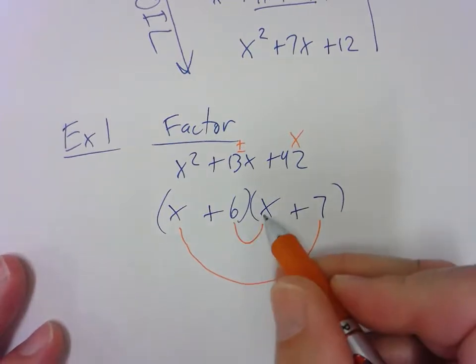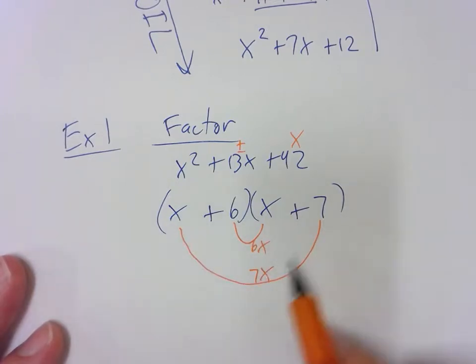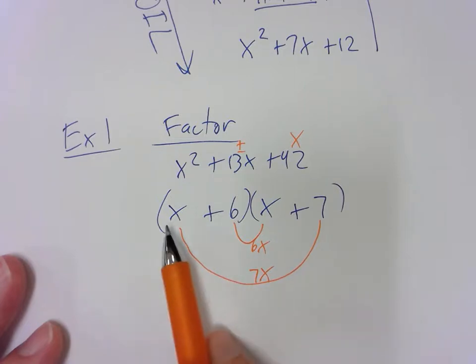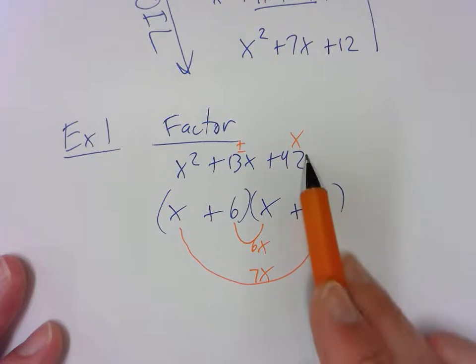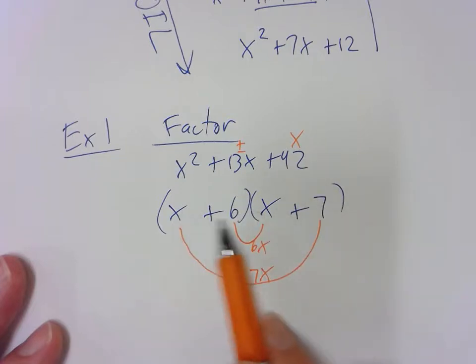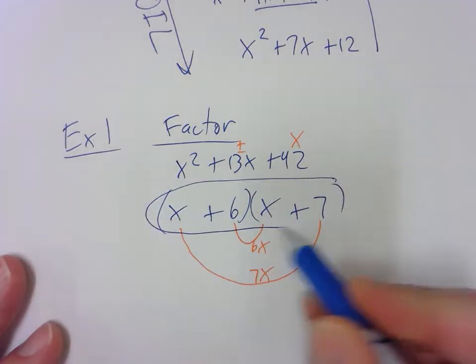So 6x would be 6x, 7x would be 7x. So 6x and 7x would be 13x when these get added together. So first would be the x squared. The last would be this, and then the inside and the outside multiplied together and added would make 13. So the answer is not the orange here, the answer is the blue.